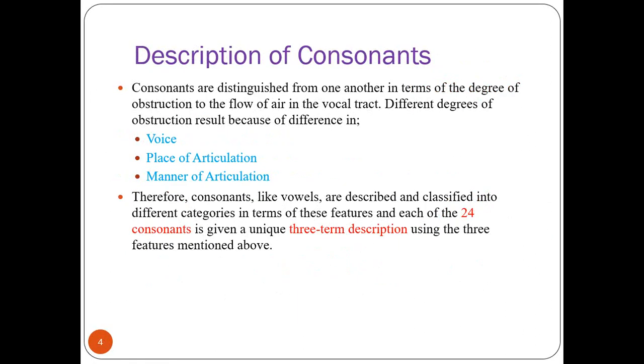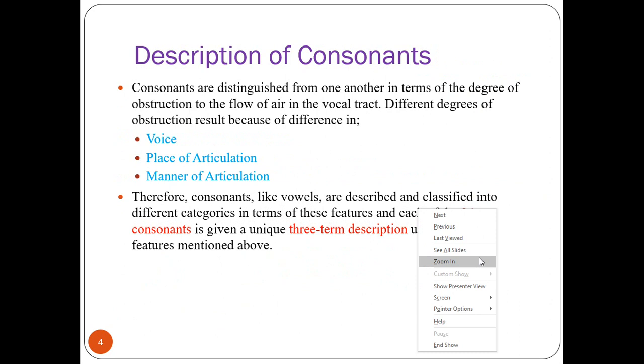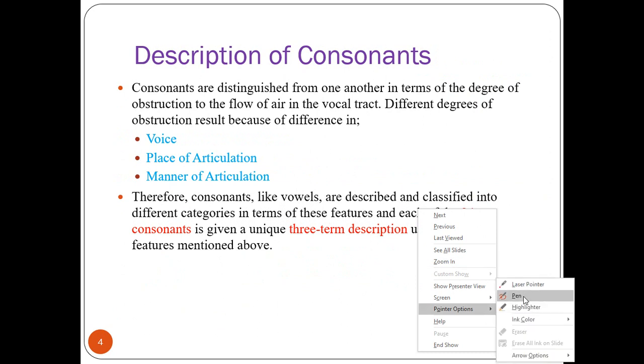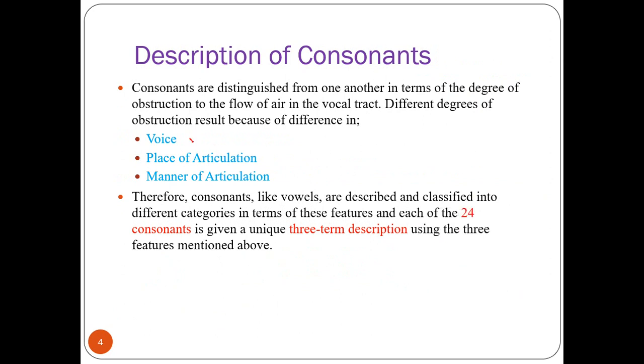So the first one was, let me have the pointer first of all, I'm really sorry for that. The first one was voice, the second one was place of articulation. Based on voice we can classify speech sounds into 2 categories, and as far as place of articulation is concerned, we grouped speech sounds into 8 different categories.